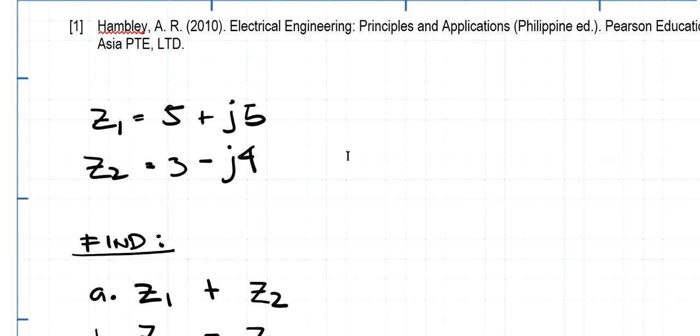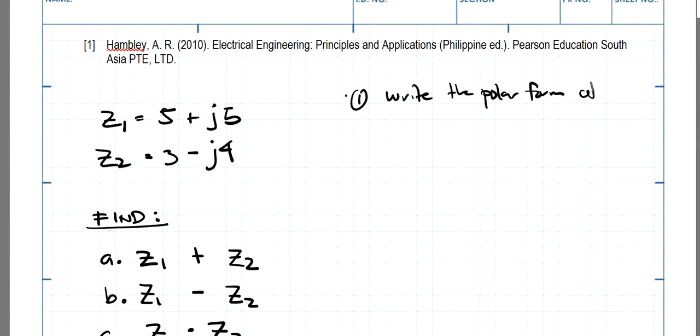So, number one, write the polar form of the given complex numbers.